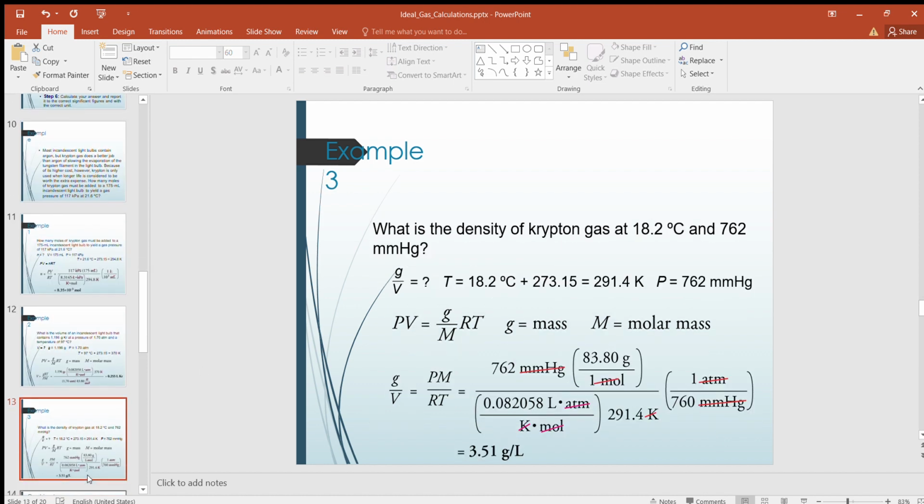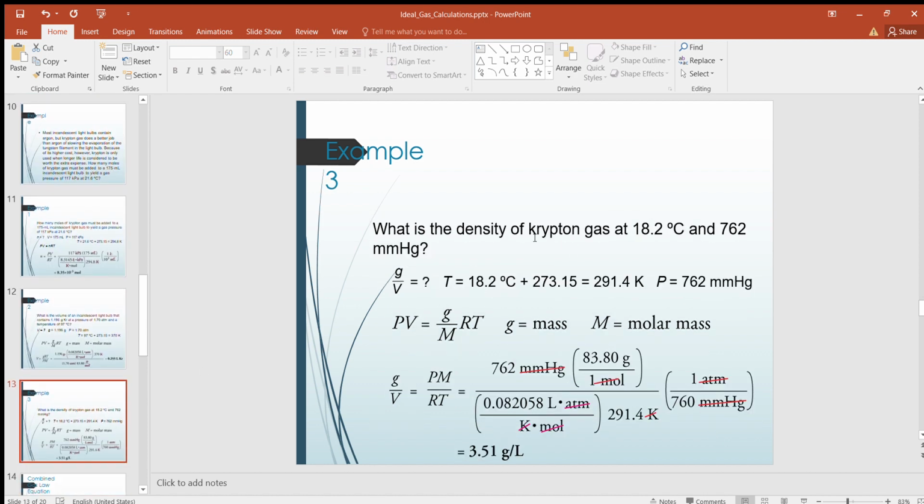Now similarly here, what is the density? In this case, we know that density is equal to mass per unit volume, so we will replace here, and similarly we can find the density. Now we will jump on to the next problem.